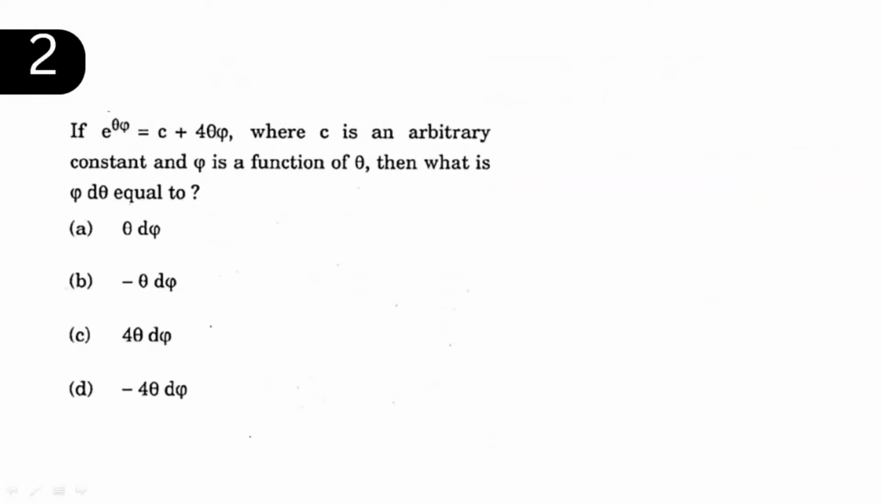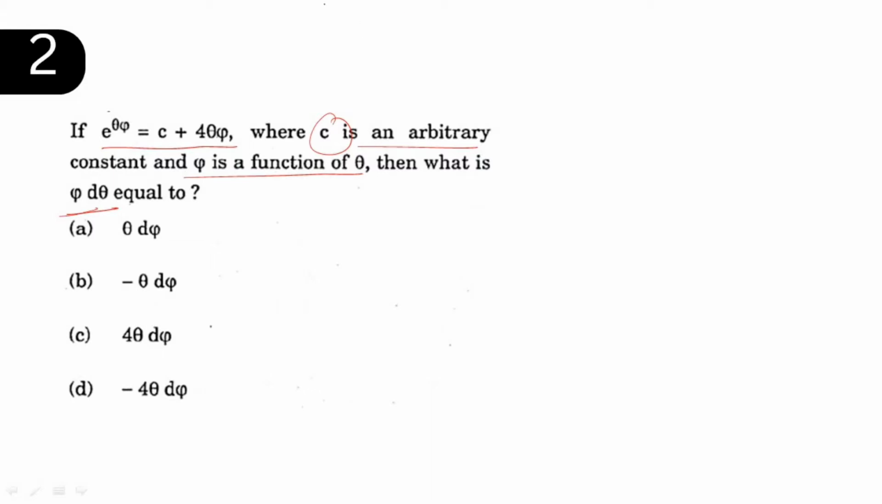Okay. So first read the question. The question says: if e to the power theta phi is equal to c plus 4 theta phi, where c is an arbitrary constant and phi is a function of theta, what is d phi d theta equal to? So here the equation is given to us, and it is said that c is an arbitrary constant, c is a constant, and phi is a function of theta. So we have to find the value of d phi d theta.